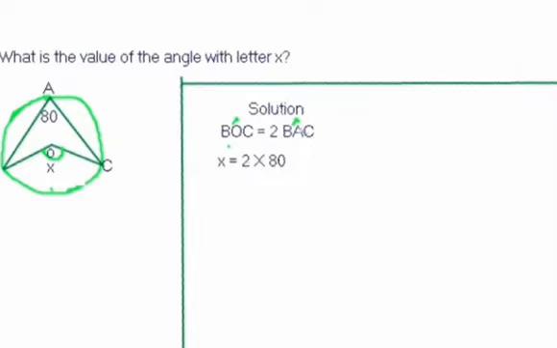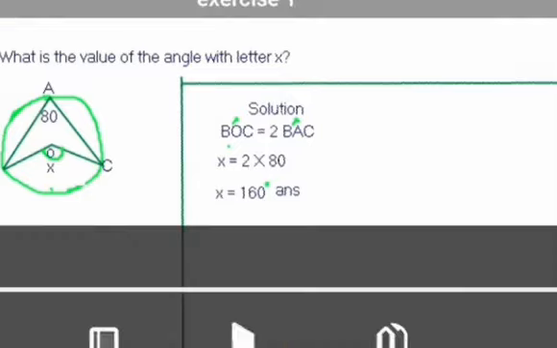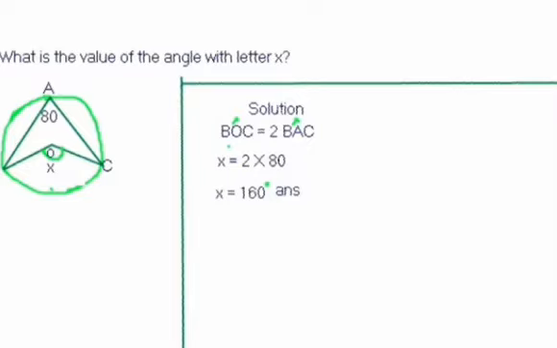The BAC is 80 degrees. So that's where we have 2 times 80. The angle at A is 80 degrees, so we have 2 times 80. So S is equal to 160. We have to always be careful to put a degree whenever we finish solving angles. So we have 160 degrees as the answer. S is equal to 160 degrees.